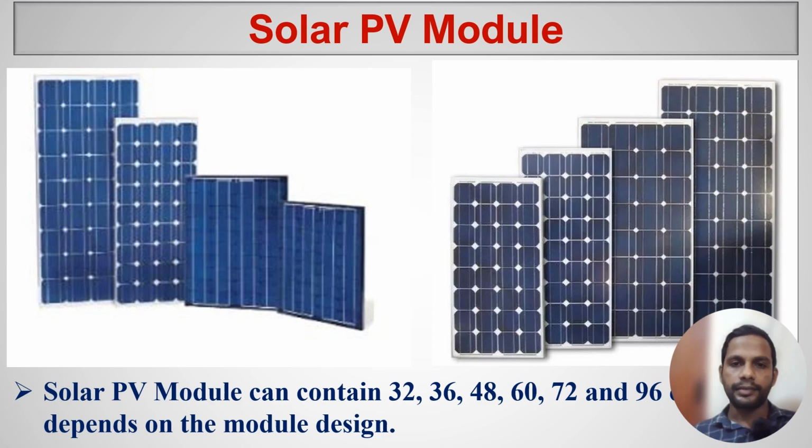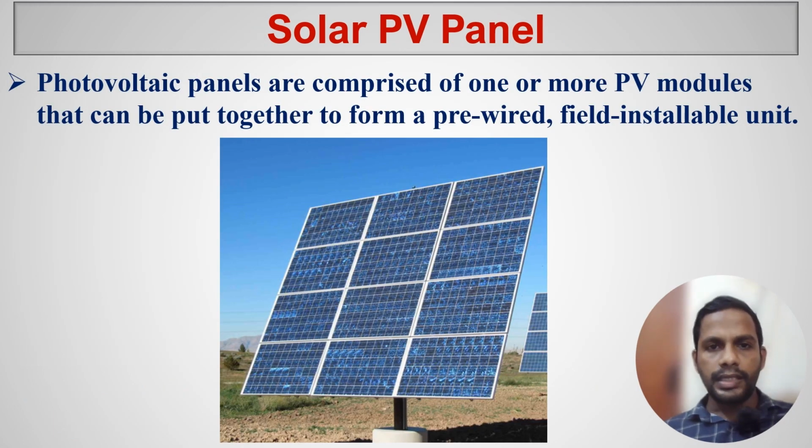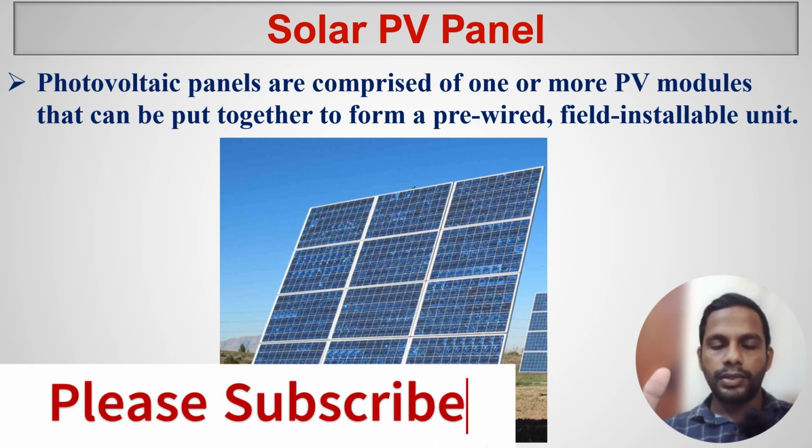Okay, that's clear. So a solar PV panel, as I said, is comprised of one or more PV modules that can be put together to form a pre-wired field installable unit. That's a keyword, field installable unit. So before you go to install at the site location, you are fabricating somewhere and bringing it to the site, because there are many purposes. You can see in the next slides.